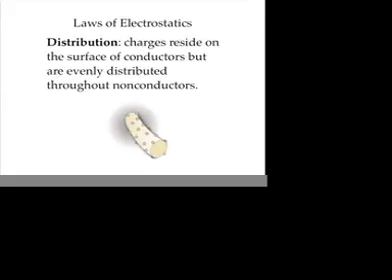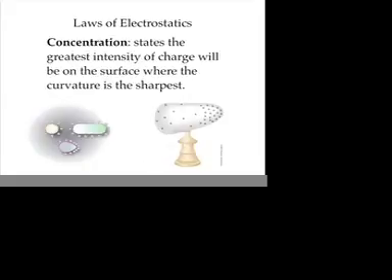And this states basically that the charges reside on the surface of conductors, like a metal, but are evenly distributed throughout non-conductors. So this happens to be a copper wire, and if we could look at the charges, the ones that could freely move would be on the surface of the wire, and there wouldn't be any excess charge on the inside of the wire. So all the excess charge gets put on the surface, and if we had a non-conductor like rubber, an insulator, then the negative charges would be evenly distributed throughout the rubber.